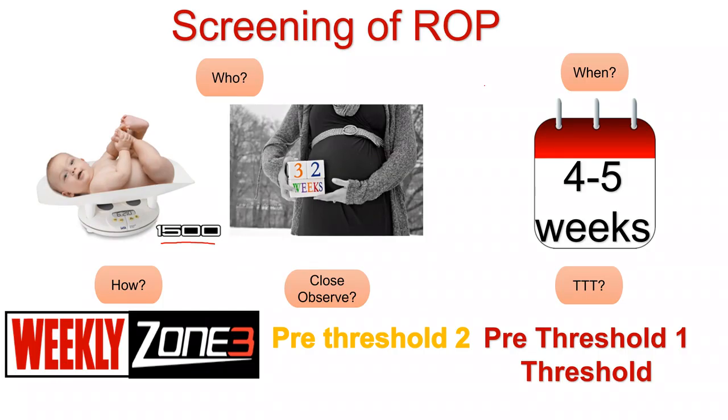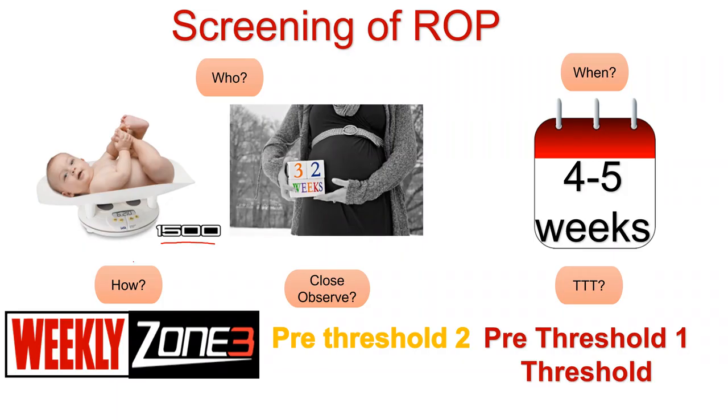So when do we do the screening? It is at 32 weeks of gestation or at 4 to 5 weeks postnatal. Again, who should we screen? Babies with 32 weeks of gestation or 4 to 5 weeks postnatal, in order to give a chance for the new vascularization, or the changes, to develop.